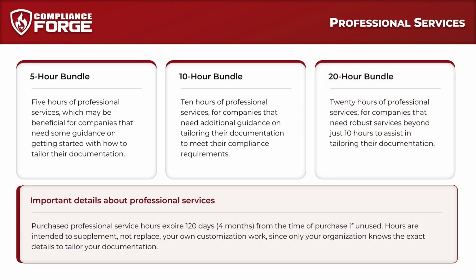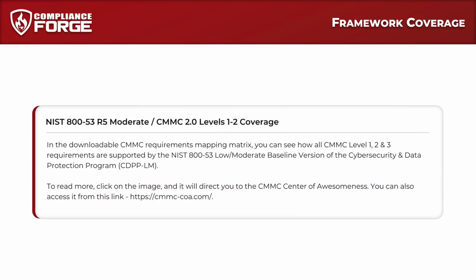Purchased professional service hours expire 120 days, or 4 months, from the time of purchase if unused. Hours are intended to supplement, not replace, your own customization work. There are more reasons to buy. In the downloadable CMMC Requirements Mapping Matrix, you can see how all CMMC Level 1, 2, and 3 requirements are supported by the NIST 853 low and moderate baseline version of the Cybersecurity and Data Protection Program.